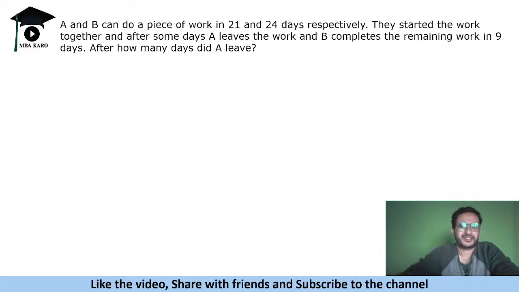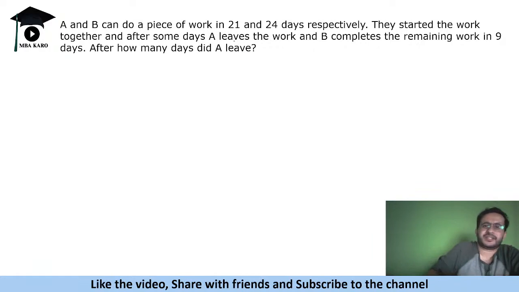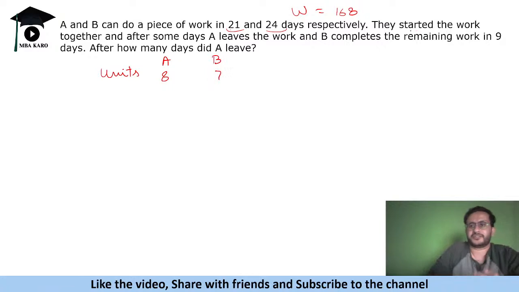Now this is the simplest that you can get in time and work. So 21, 24, let us say work is equal to the LCM of this, which is 168. So in terms of units, A will do 8 units, B will do 7 units. This is the simplest form of time and work, where someone leaves midway. So A leaves and B completes the remaining work.